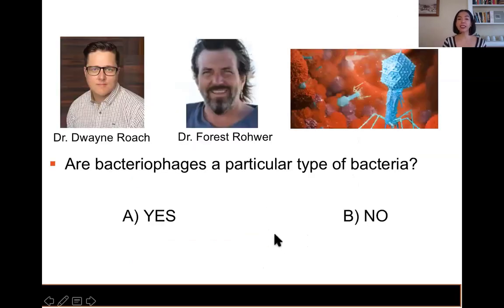Are bacteriophages a particular type of bacteria? Yes or no? Well, they are not, right? Sometimes my students get confused, but they are not. They are viruses. They are very different. If you are interested in viruses and bacteriophages in particular, Dr. Dwayne Roach and Dr. Forrest Rower work in the biology department, and I suggest you contact them as well.